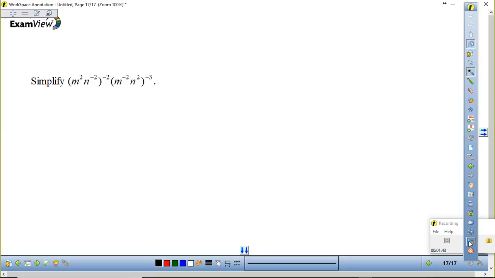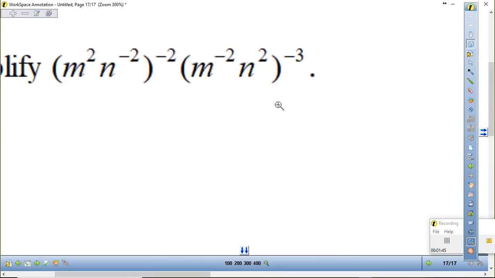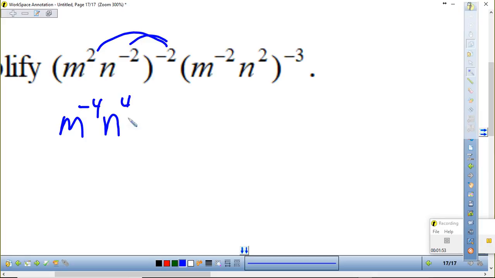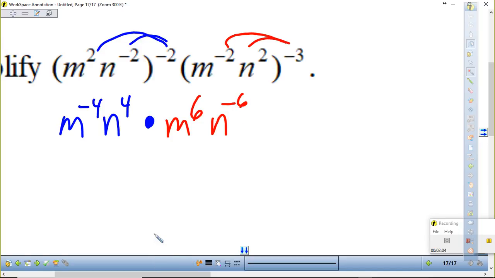Let me zoom in. For these, remember to distribute to both exponents. Distribute, that is m to the negative 4th, n to the 4th. Here is multiplication. Distribute, m to the 6th, n to the negative 6th.